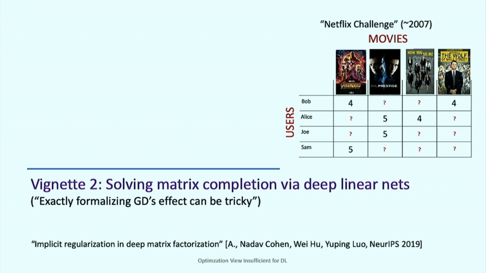Okay, so this we'll do with deep learning. And again, gradient descent is going to have a powerful effect on how the solution is obtained. And exactly formalizing that effect will be very tricky, as you'll see. So gradient descent has magical properties, but we don't know how to capture it mathematically.